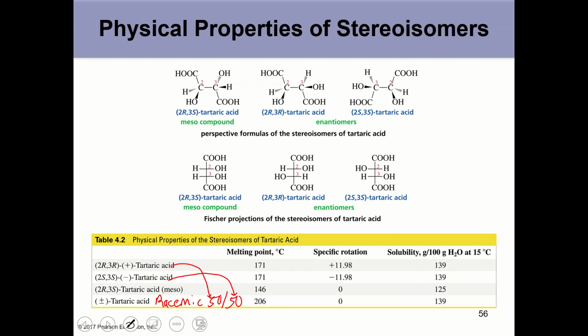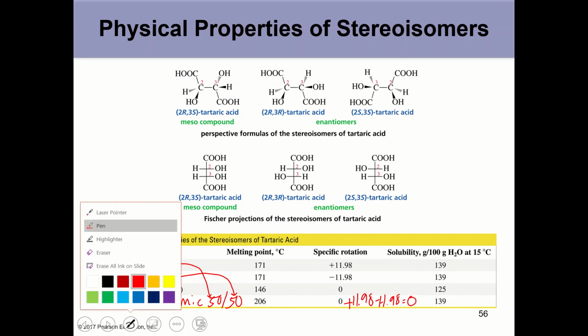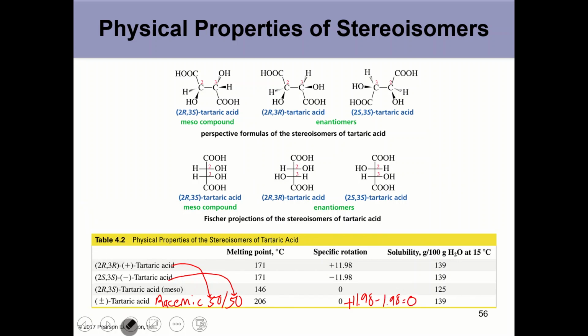Because we have equal amounts of substance that rotates light in the positive direction and an equal amount of substance that rotates light in the negative direction, the overall effect is to cancel out the values. Positive 11.98 minus 11.98 is equal to 0. The solubility, however, of the racemic mixture will be the same as the pure enantiomer.